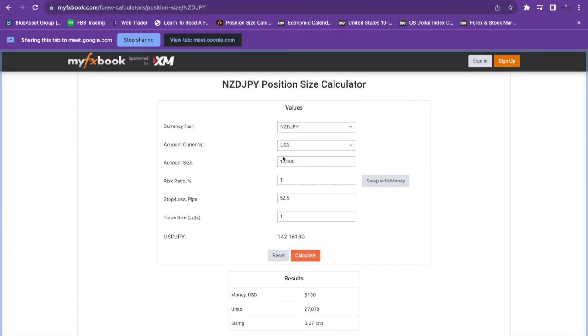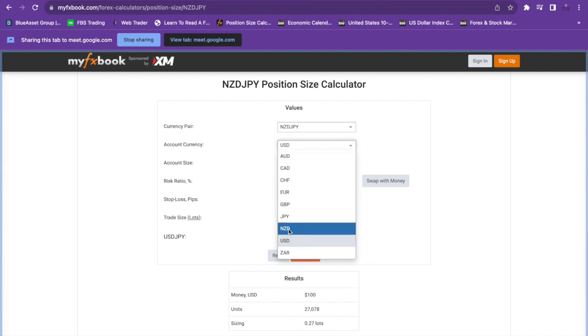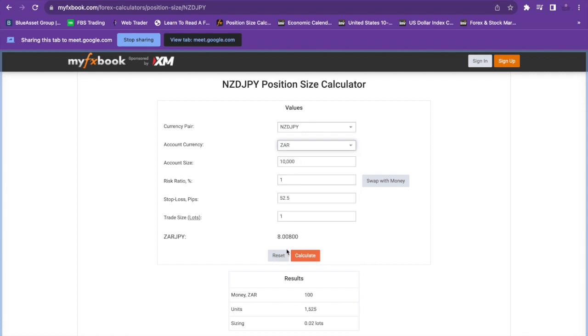Okay, so on the position size calculator, what you need to do is whenever you take a trade, I just want you guys to take a look at this. I was taking a trade on NZD JPY. My base currency is USD. Now, when it goes to ZAR, things completely change. Look at this. Same position size, same account size. I'm only allowed to take a lot volume of 0.02.